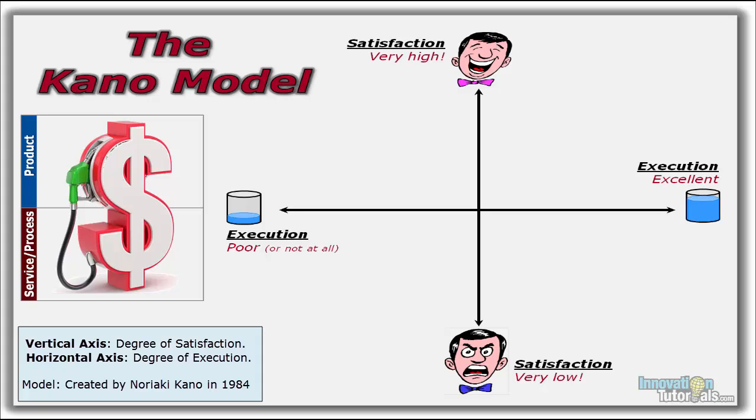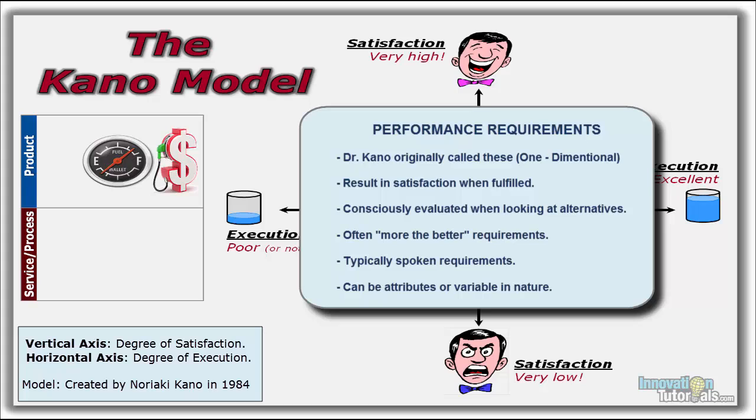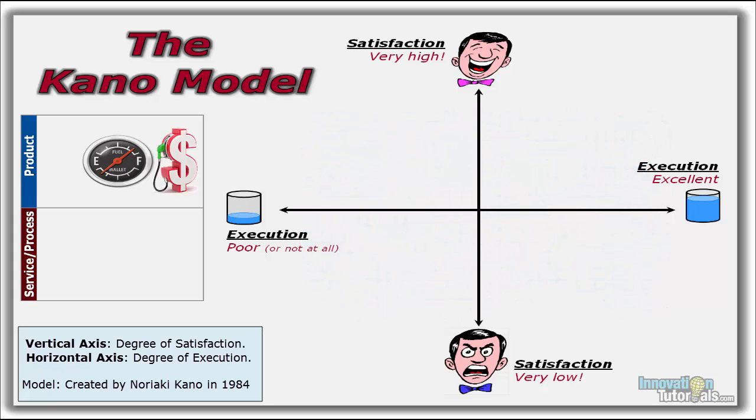Fuel economy on a car. So the first of 3 types of requirements are called performance requirements. Performance requirements can both satisfy and dissatisfy the customer, depending on how well they're executed. These requirements are at the top of your customer's mind and consciously evaluated when deciding which product or service to buy. Customers will typically speak easily about these needs when asked what's important. If the vehicle gets 12 miles per gallon, you'd likely be in the lower left of this model. 24 miles per gallon here, and 65 miles per gallon here.